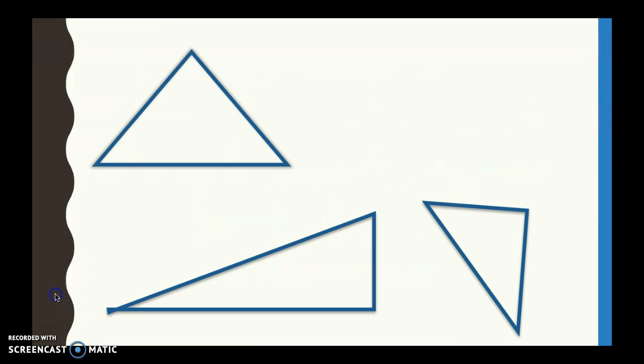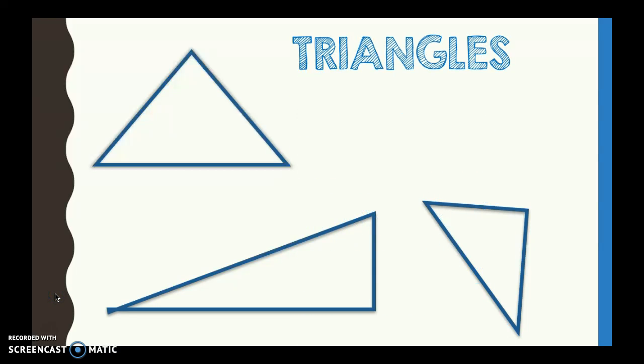Here we go. Ooh, look at these shapes. Yeah, they're all the same kind. Do you know what they are? You're right. They're all triangles. Now, the cool thing about triangles is it actually tells you about their attributes right away in the name.